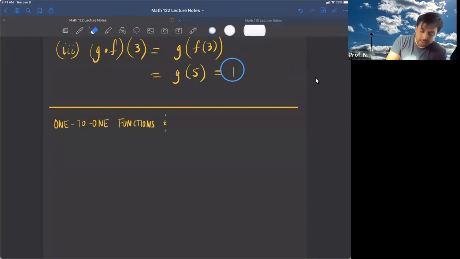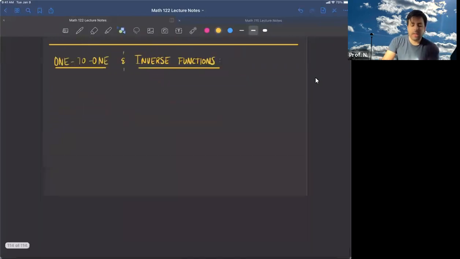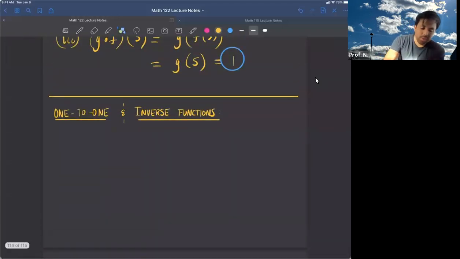I should say, we're going to talk about one-to-one functions, and in the same breath, talk about what are called inverse functions. And understanding composition of functions is extremely crucial to understanding one-to-one functions and inverse functions. So first, let's define what is a one-to-one function.